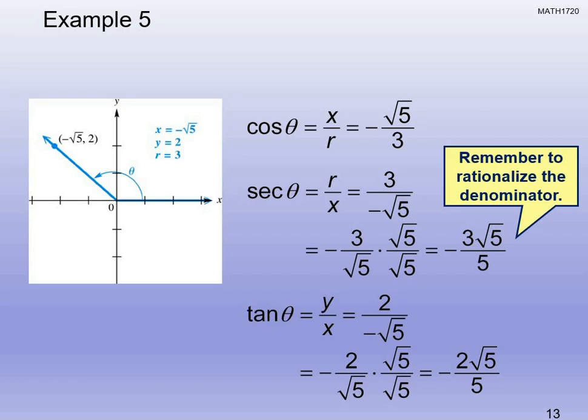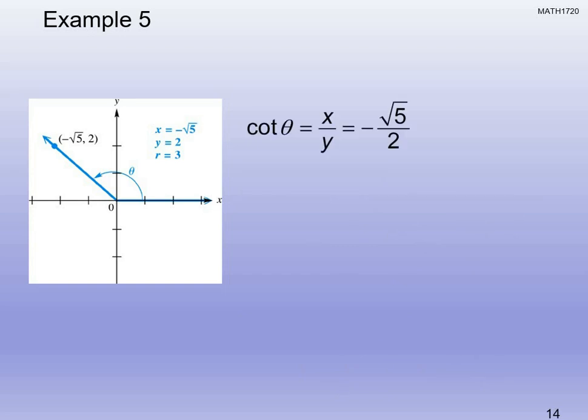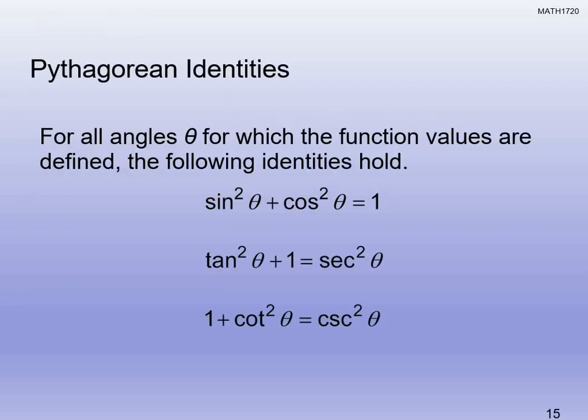Now that we know cosine, secant, tangent, we can do cotangent by flipping tangent. We don't have to rationalize anything here because it's the what? The horizontal over the vertical. So negative square root of 5 over 2. Cosecant is the magnitude divided by the vertical, or the hypotenuse over the opposite. So 3 over 2.